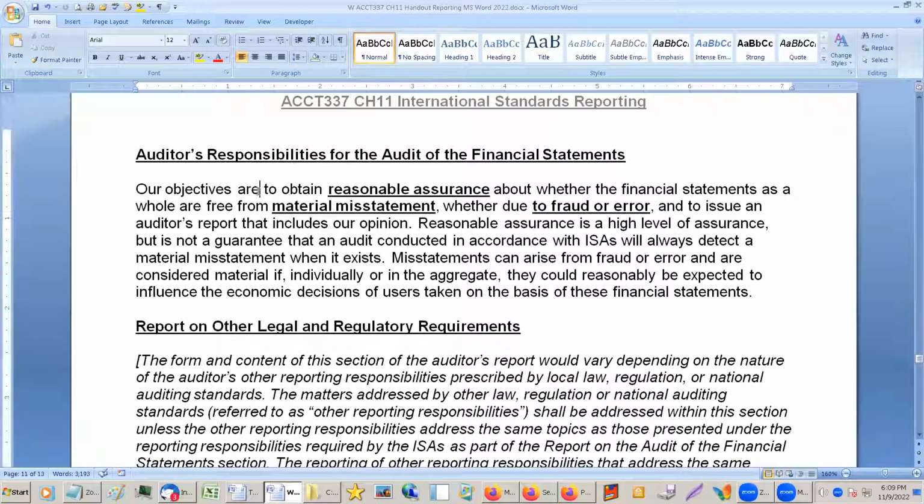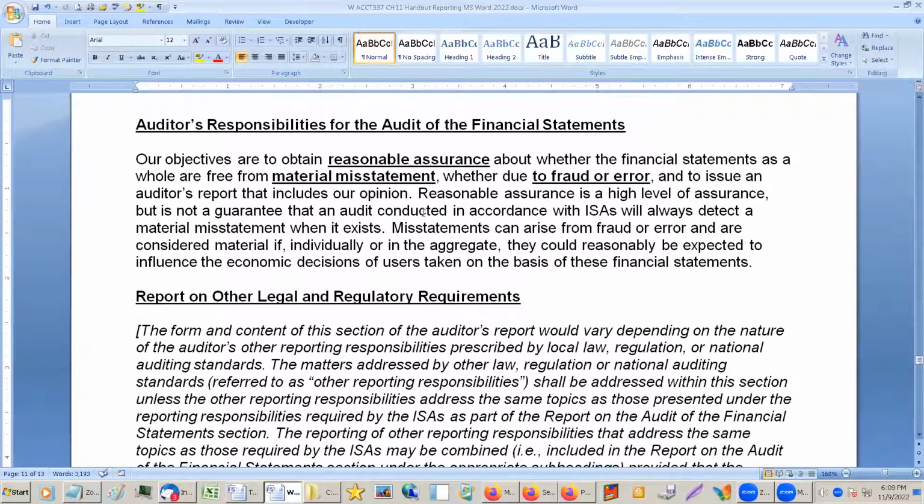But let's go here to the auditor's responsibilities on page 11. And this is that we obtain reasonable assurance about whether the financial statements are materially misstated due to error or fraud. And this is very important. We do not give absolute assurance. We give reasonable assurance. And we're not looking for all misstatements, only material ones. And we don't care whether it's fraud or error, whichever one it is. If it's material, that's what you write up.